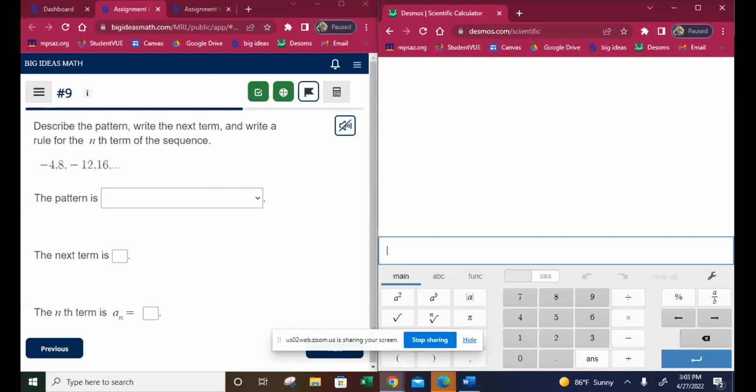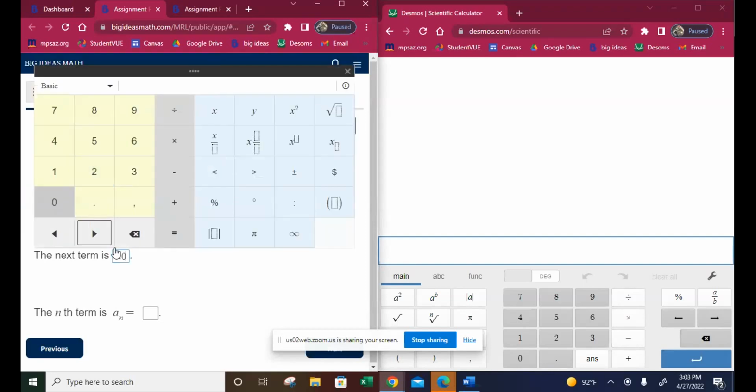-4, -8, -12, -16. Sometimes it's easier just to figure out what the next term is first. Would it be -20? Do you see how it alternates from positive to negative? So maybe we type that in there. Let's see what's in the drop down also with the pattern.